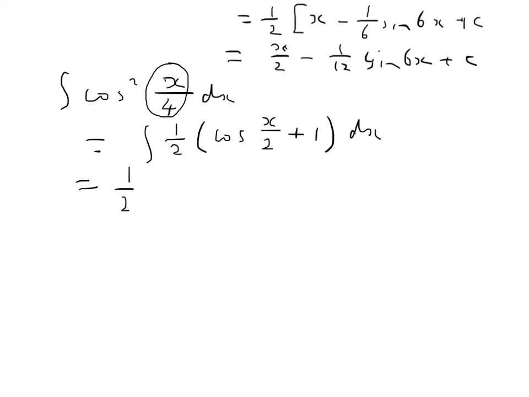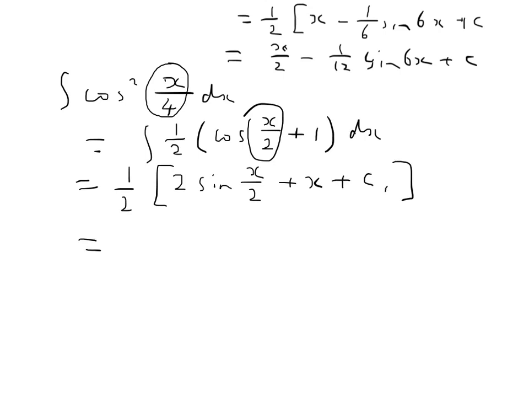Now we anti-differentiate: half, bracket, the antiderivative of cos of x on 2. First of all, the antiderivative of cos is sine of x on 2. My value of k here is a half, so I divide by a half, so this turns into 2 sine of x on 2 plus x plus a constant, c1. Multiply through, and you'll get sine x on 2 plus x on 2 plus a constant.